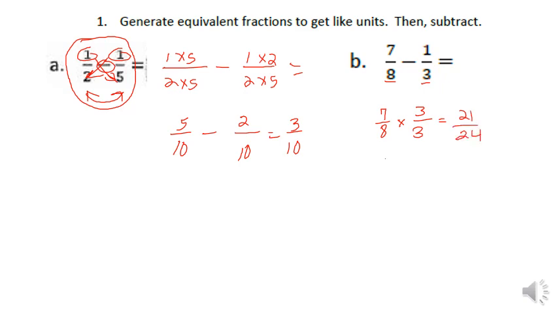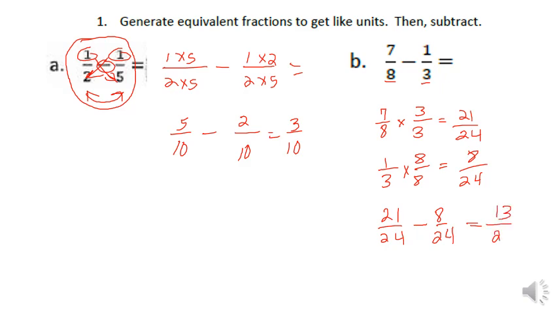For 1/3, I know I'm going to multiply that by 8 in order to get 24, because that's our common denominator. We have to multiply the top by it, so we end up with 24, and 1 times 8 is 8. So now when we rewrite it, we have 21/24 minus 8/24. And we know 21 minus 8 is going to be 13/24.